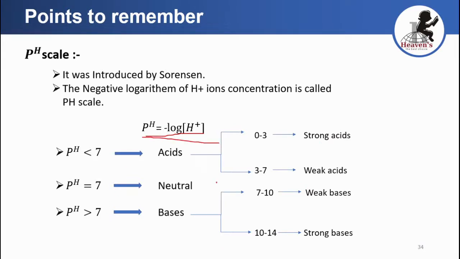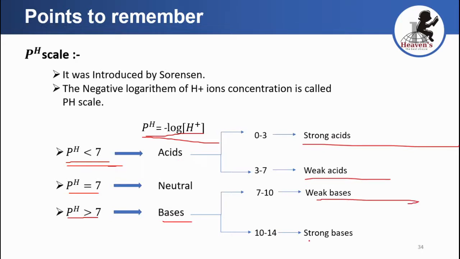Okay. So the pH scale has 0 to 14 digits. If the pH is less than 7, it is acidic, and if the pH is equal to 7, it is neutral. If the pH is greater than 7, it is basic in nature. And again, acids and bases are divided into strong acids, weak acids, strong bases, and weak bases.